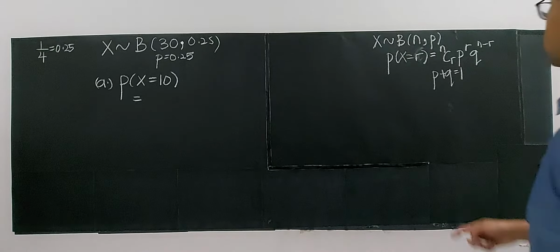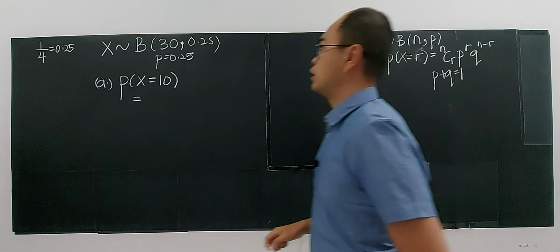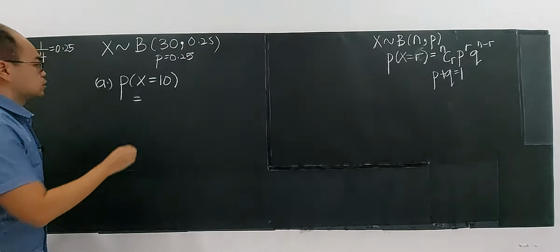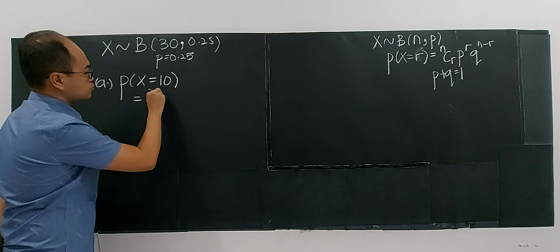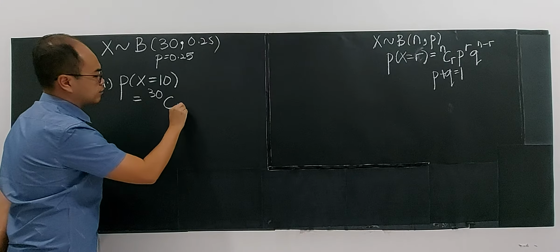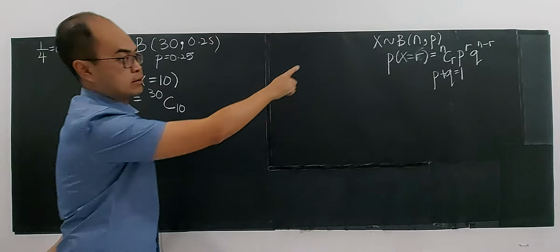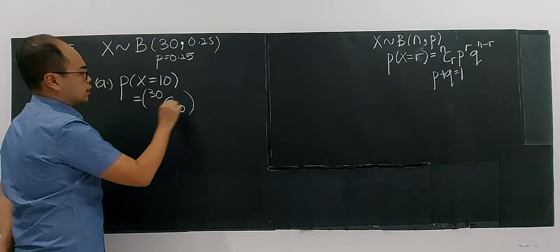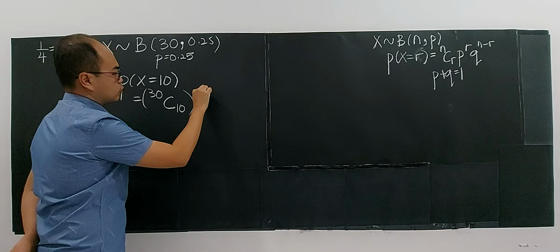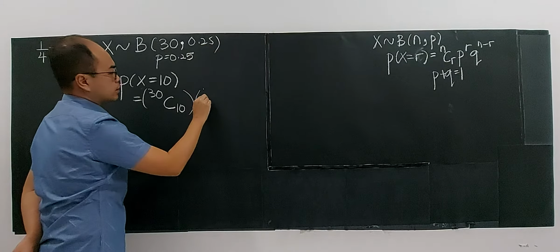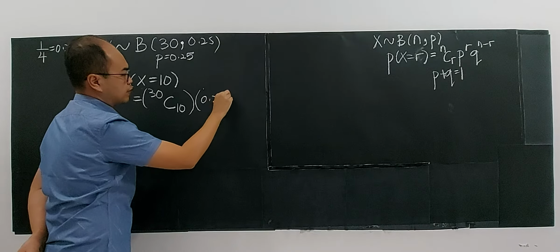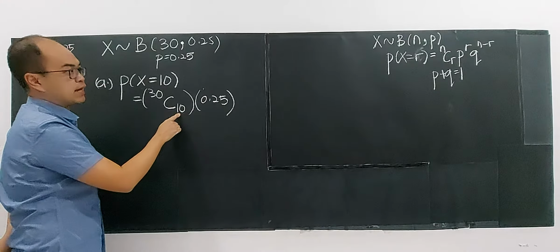So x equals 10. I was using this formula now, the binomial distribution. So 30C10, right? P(X = r), followed by the probability, your p, 0.25, to the power of 10, right?